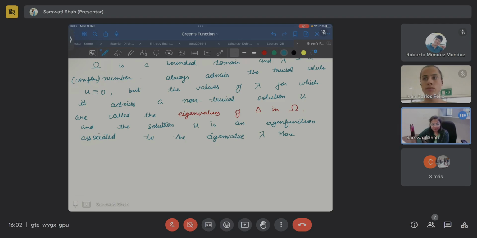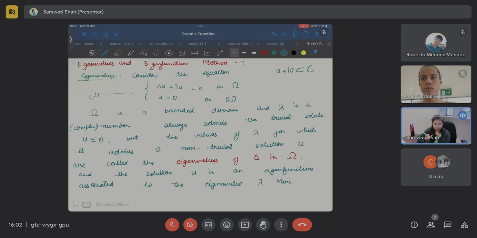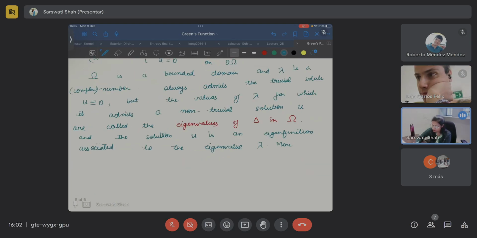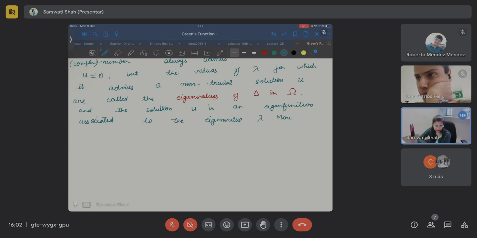More precisely, since we are taking the domain bounded, with u equals 0 on the boundary, it means the boundary condition is given on the dependent variable. So this is a Dirichlet problem, isn't it? The boundary condition is given on the dependent variable, and it is defined on the bounded boundary. So we can say that it is a Dirichlet eigenvalue problem.